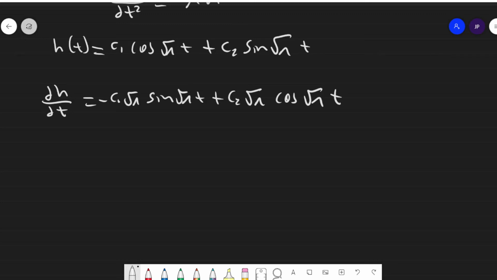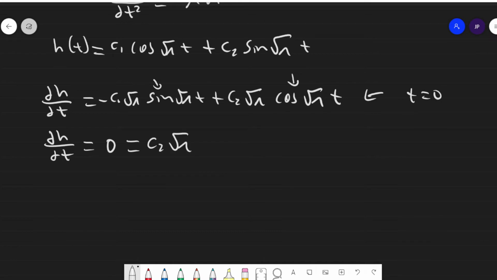So if I substitute t equals 0 here, I'll end up with my one condition, which was it's 0 there. And then when I substitute 0, this becomes 1, and this one will disappear. So I'll end up with c2 square root lambda, which is equal to 0. We know that lambda will not be 0, so thus c2 must be 0. So my function in terms of t is very simply then just a cos function.